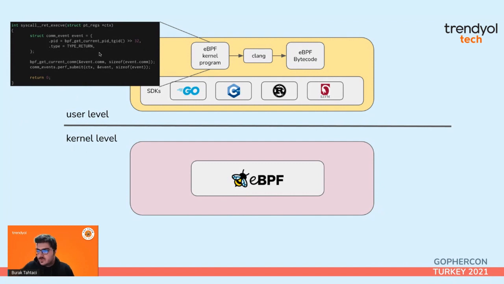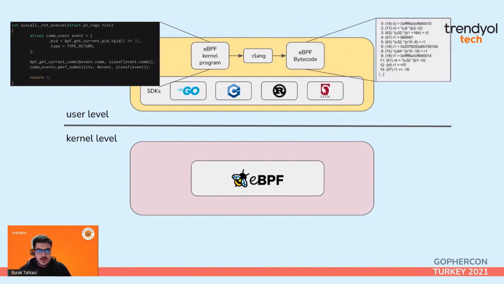Okay. To run this kernel code inside the kernel VM, we need to compile it into eBPF bytecode. The Clang compiler is utilized here, which compiles the C code into the eBPF bytecode. The compiled BPF code looks like this. This is the instruction set of the eBPF virtual machine. This bytecode is now ready to be loaded inside the VM. And the eBPF VM only accepts this bytecode. The SDKs can load these bytecodes into the VM directly.